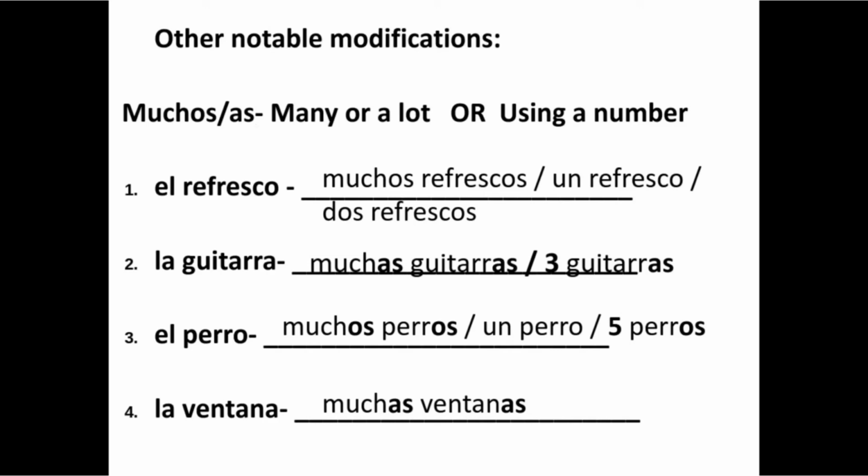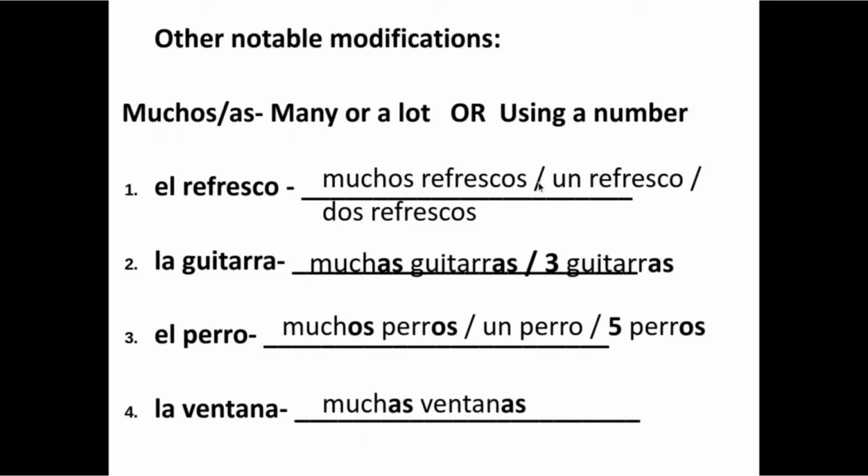You could also use a number, but you have to be very careful with numbers because numbers are singular and plural. And you're going to see what I mean by that in these examples. So we have el refresco, which is the drink, the soft drink, the soda, whichever way you want to interpret it. And if you have many drinks, you would have muchos refrescos.